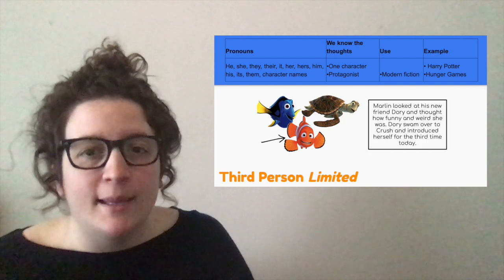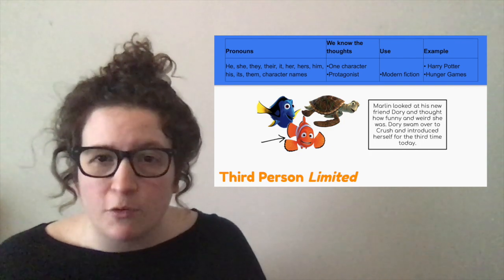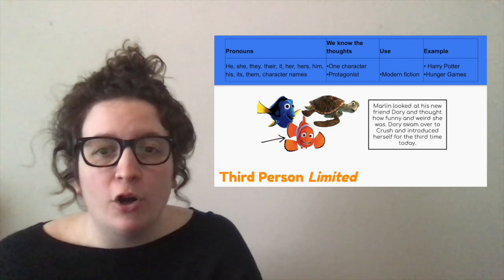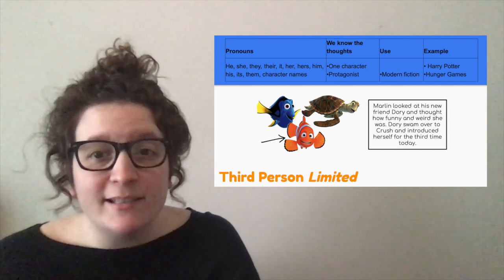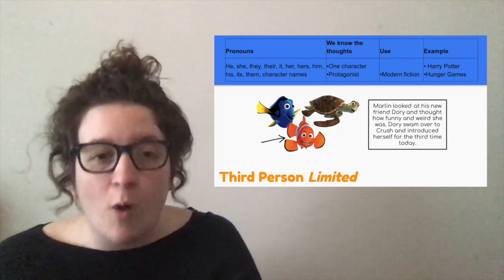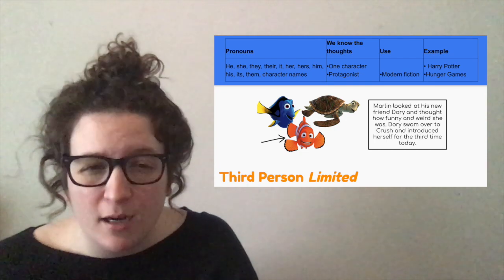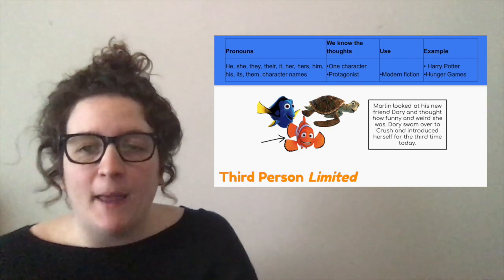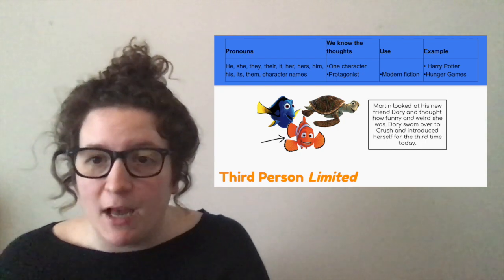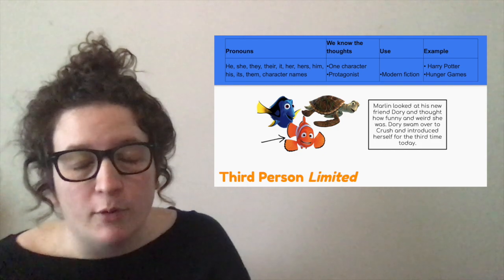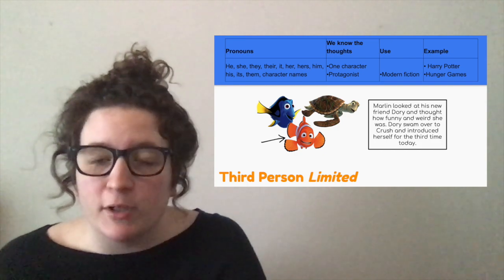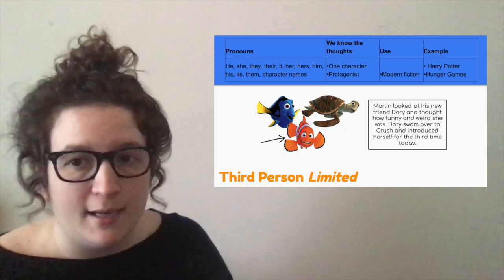In third person limited, the pronouns that we'll see in the story are he, she, they, their, it, her, hers, him, his, its, them, and then the names of different characters. Okay, again, we know the thoughts of one character, who tends to be the main character, which is called the protagonist. This is used in a lot of different modern fiction. This is a very popular way of writing novels. Some examples would be Harry Potter, where we just have the thoughts of the main character, the protagonist, Harry Potter. Or, for example, The Hunger Games, where we just have the thoughts of Katniss.